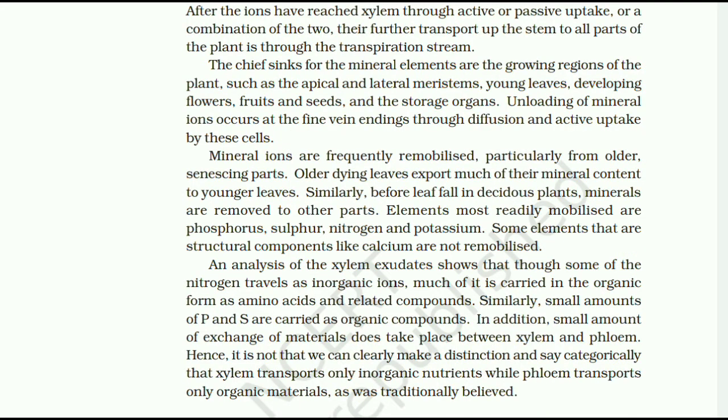Mineral ions are frequently remobilized, particularly from older senescing parts. Older dying leaves export much of the mineral content to younger leaves. Similarly, before leaf fall in deciduous plants, minerals are removed to other parts. Elements most readily mobilized are sulfur, phosphorus, nitrogen, and potassium. Some elements that are structural components, like calcium, are not remobilized.